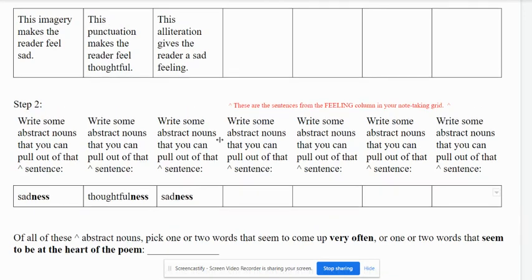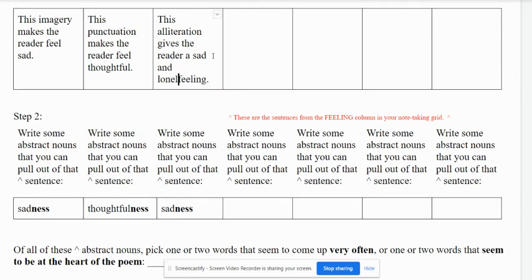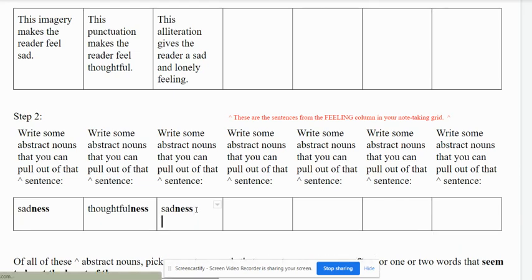So you're going to repeat what I just did for every feeling sentence you have, and in the end, you'll have a handful of words here. Maybe in some places you have 2 or 3 words. Maybe this said, the alliteration gives the reader a sad and lonely feeling. Then here you would put sadness, and loneliness, right?